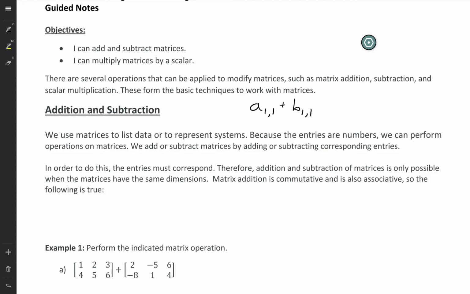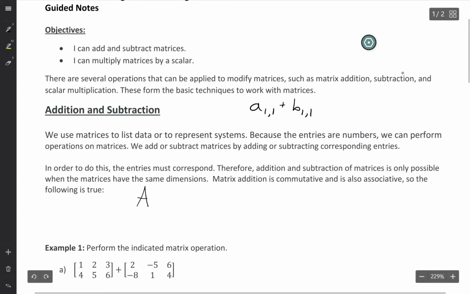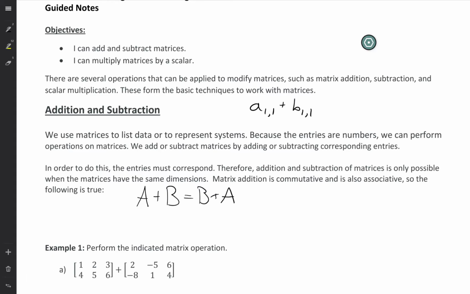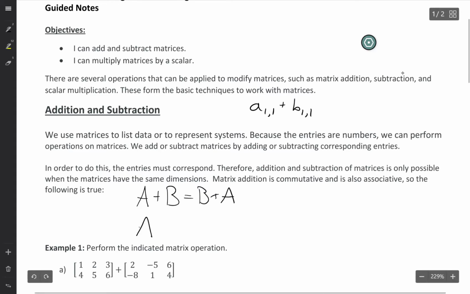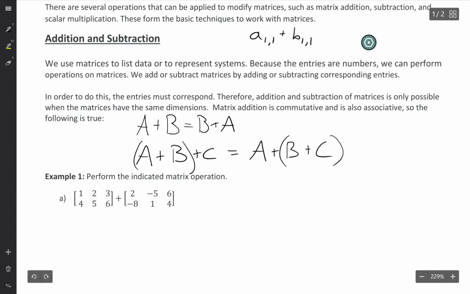So the following are true. Commutative means that A plus B is equal to B plus A. Order doesn't matter with addition. And associative means that (A plus B) plus C is equal to A plus (B plus C). But the order doesn't matter. So I could add A and B first, or B and C first, and you'll get the same answer due to the properties of commutative and associative.